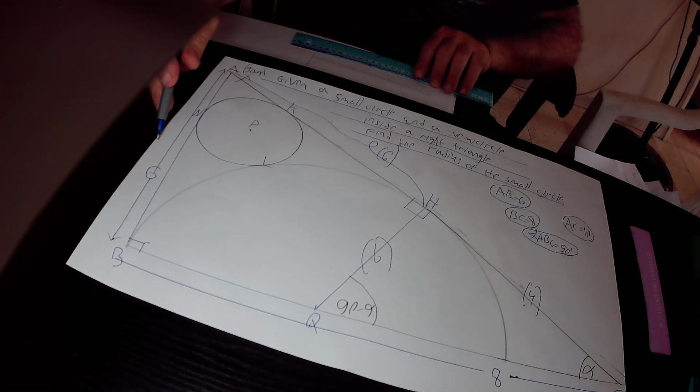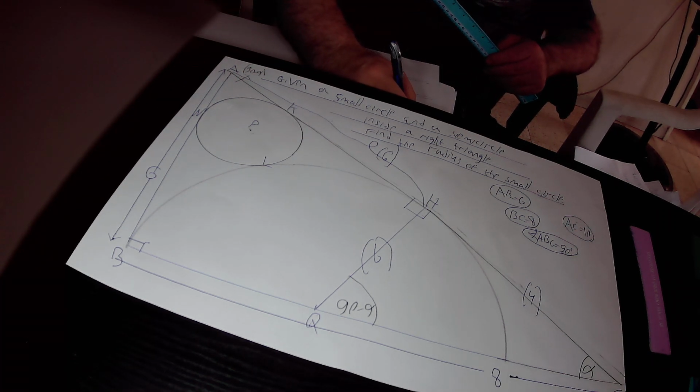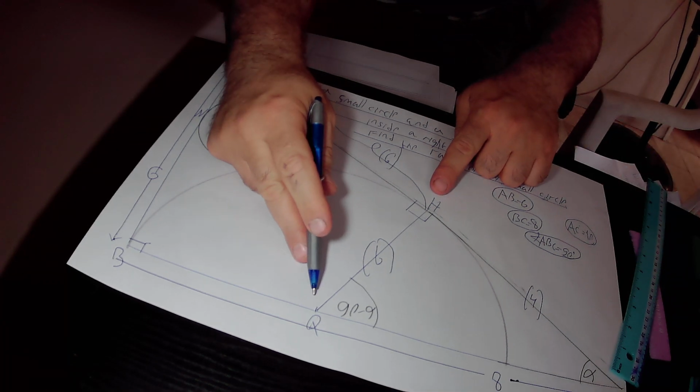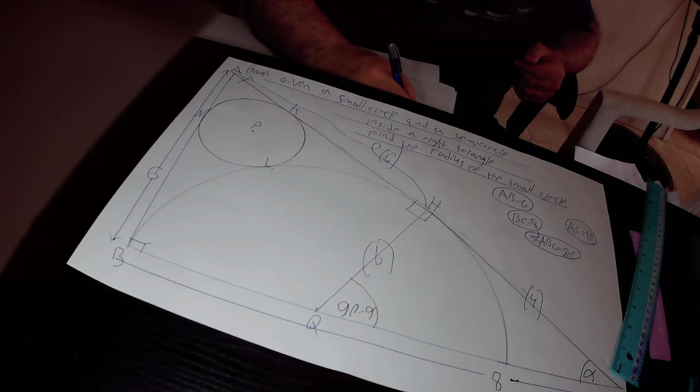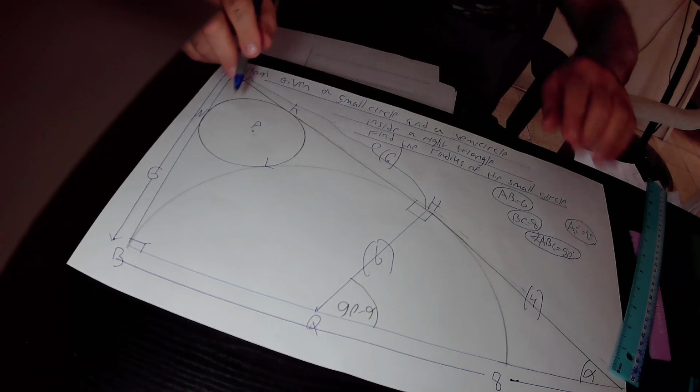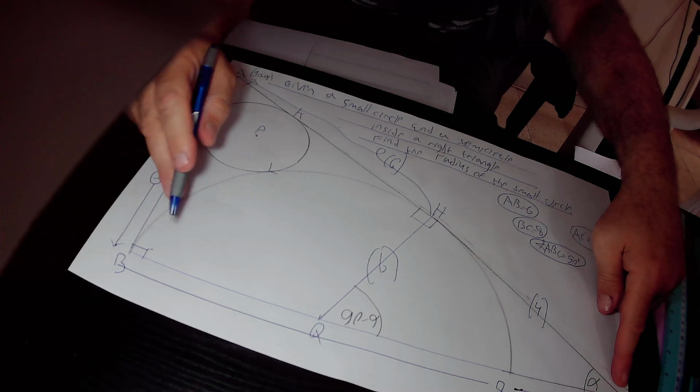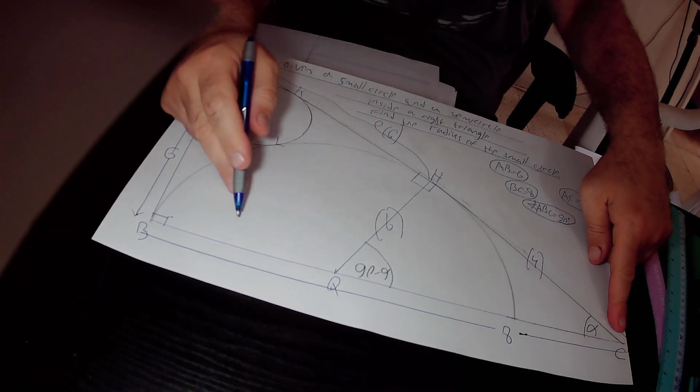AB is 6 over HQ. HQ is b, it is the radius of this big semicircle, and it is equal to BC. BC is 8. BC is 8.